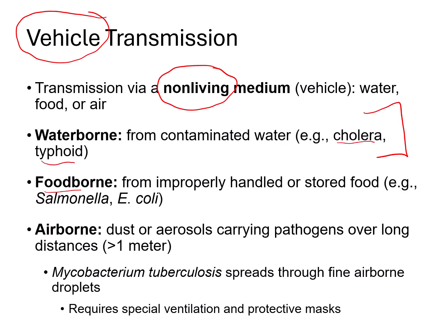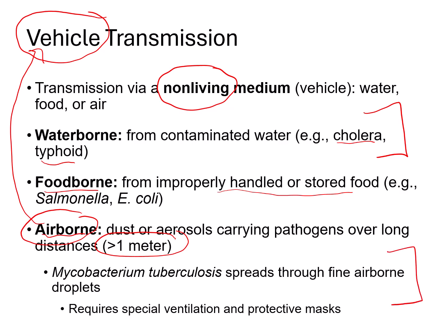For foodborne transmission, this is usually from improperly handled or improperly stored food and can carry microbes such as Salmonella or E. coli. And for airborne transmission, this includes fine aerosols that can travel more than 1 meter. Remember, less than 1 meter was direct transmission. More than 1 meter, now we consider this airborne transmission, which is a type of vehicle transmission.